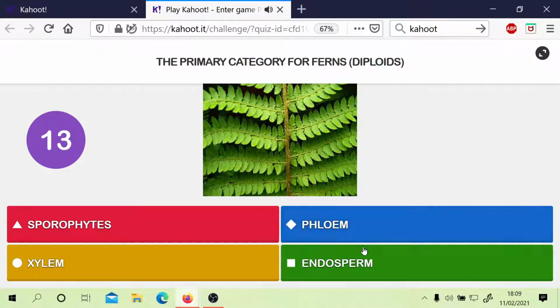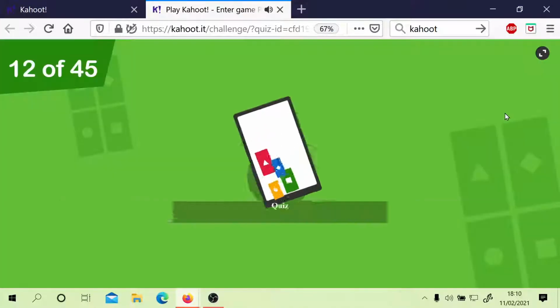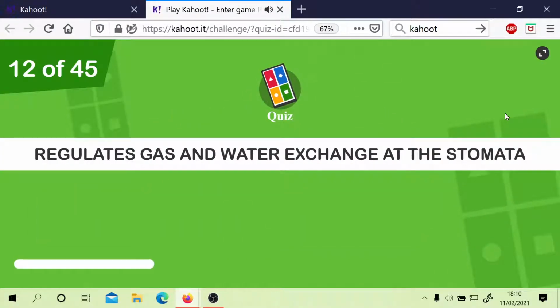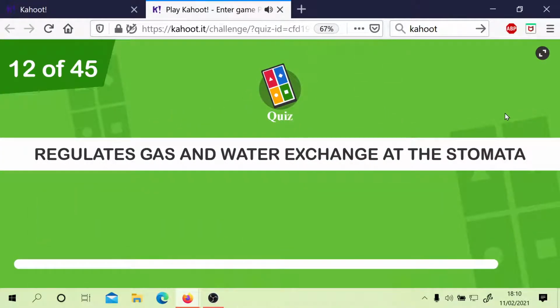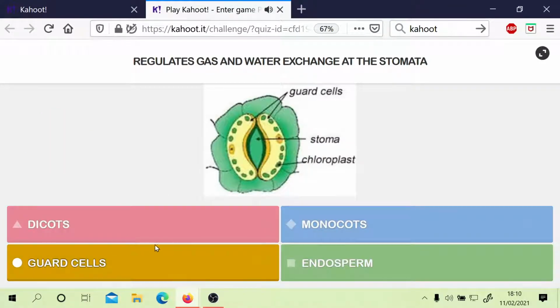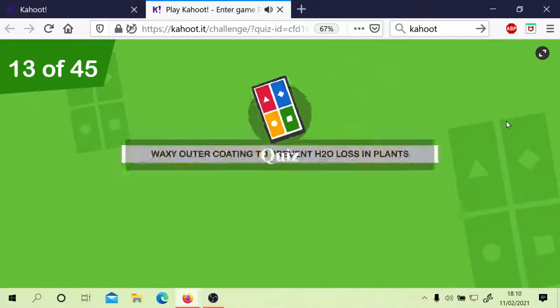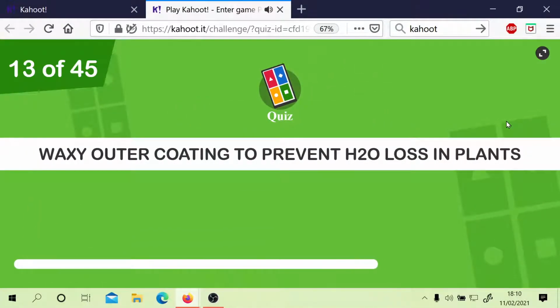This might be. I think often when you're doing the primary category, it's sporophytes or endosperm. Let's go endosperm. Okay. Right there. Yeah. Yeah, stomata regulation is guard cells. Not doing badly on this one.